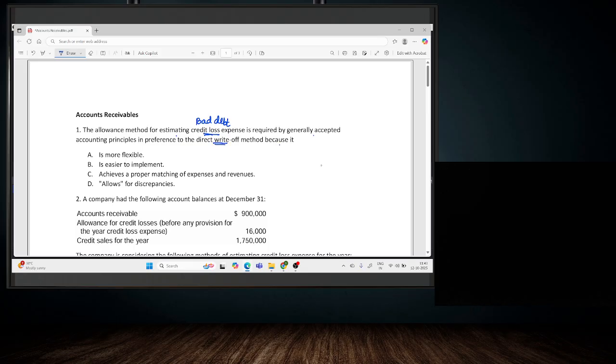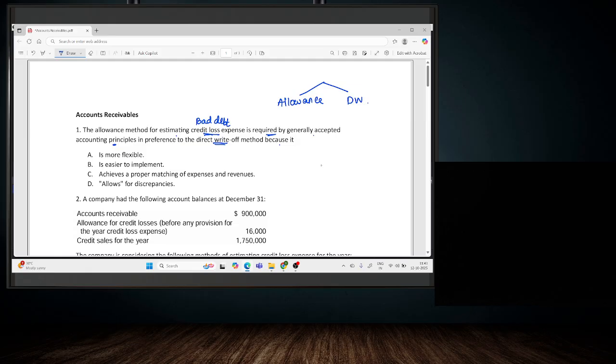First, let's understand the question. There are two methods available for estimating credit loss expense. The first one is allowance method and the second one is direct write-off method. The question clearly says the allowance method for estimating credit loss expense is required by generally accepted accounting principles in preference to direct write-off method.